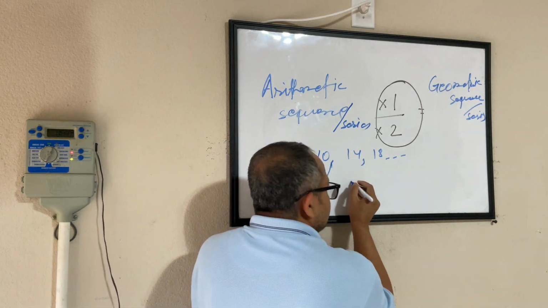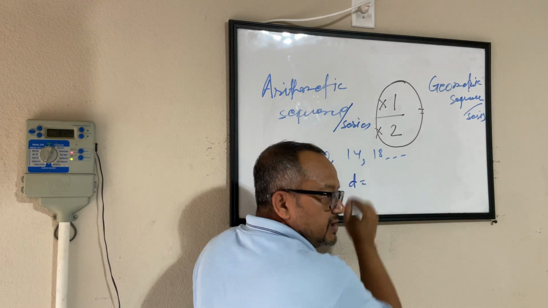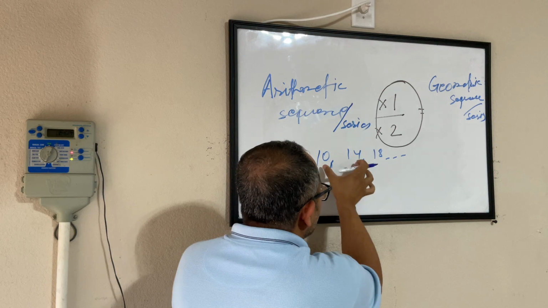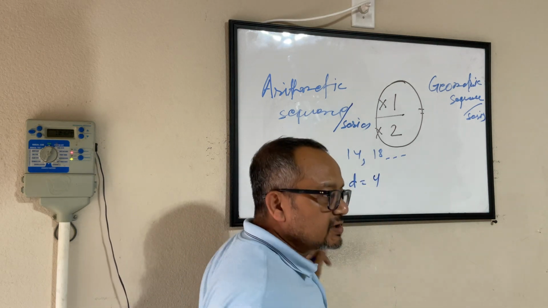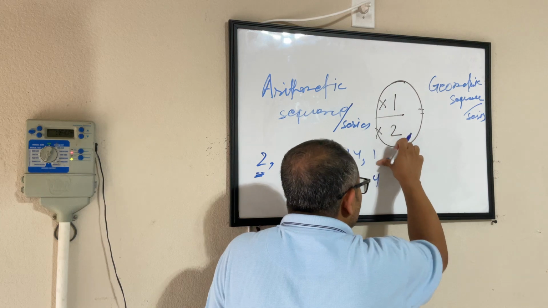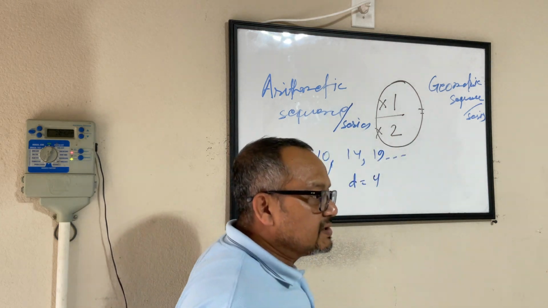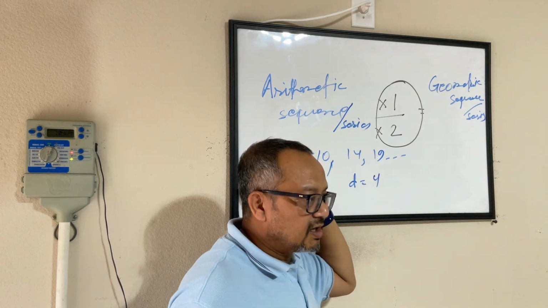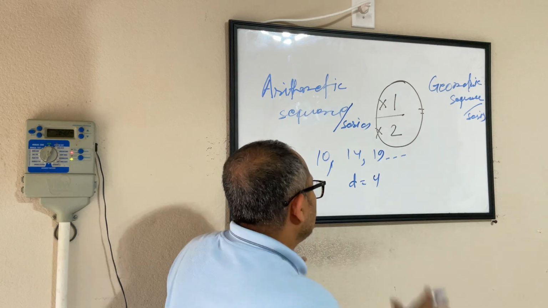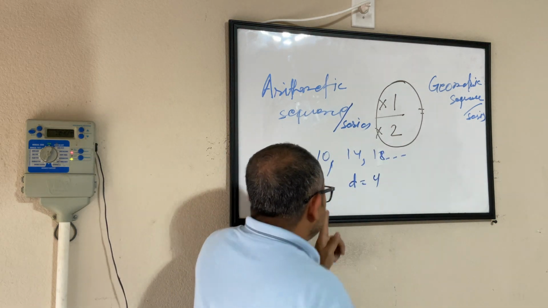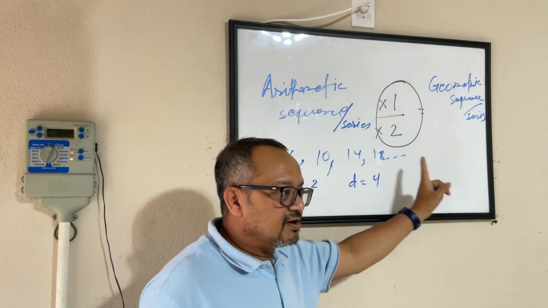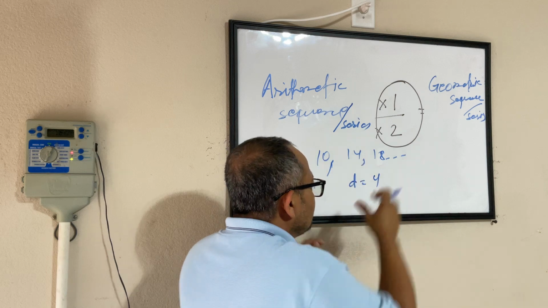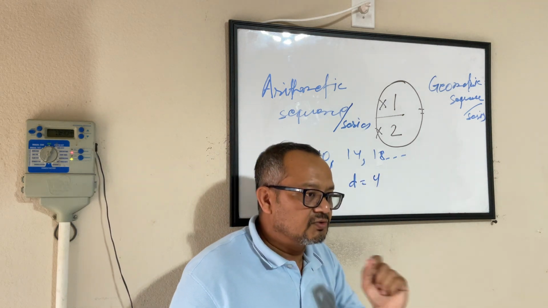And the common difference, I'll call it d: 2 to 6 is 4, 6 to 10 is 4, 10 to 14 is 4, 14 to 18 is 4. So this is the common difference. If with any mischievous intent I change it to 19, you will say that please delete all the numbers that you have on the board. They are not part of the arithmetic sequence. So I have to abide by the rule to make sure all the numbers are aligning with the basic rule of an arithmetic sequence.